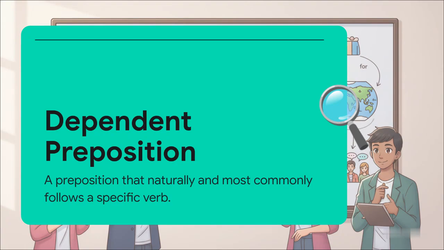Okay, let's dive into this. What exactly is a dependent preposition? Well, please don't think of this as a boring grammar rule. Instead, think of it as a linguistic puzzle, or honestly, a romantic partnership between words. A dependent preposition is simply a tiny word, like in, on, for, or to, that naturally and most commonly follows a specific verb. They form a perfect, dedicated team. The verb literally asks for that particular partner to complete its meaning. It's what we call a collocation, which is just a fancy way of saying these words sound perfectly right when they're together. They're basically meant to be.